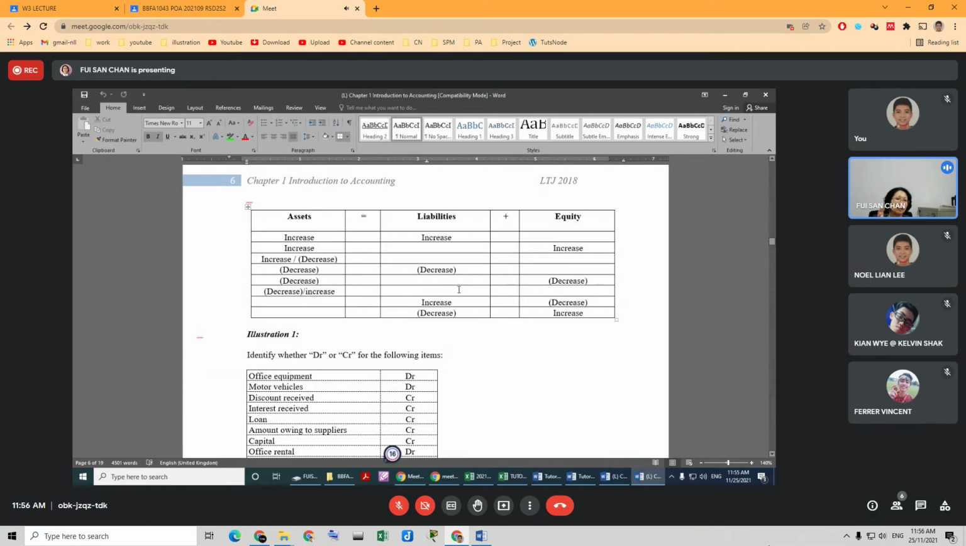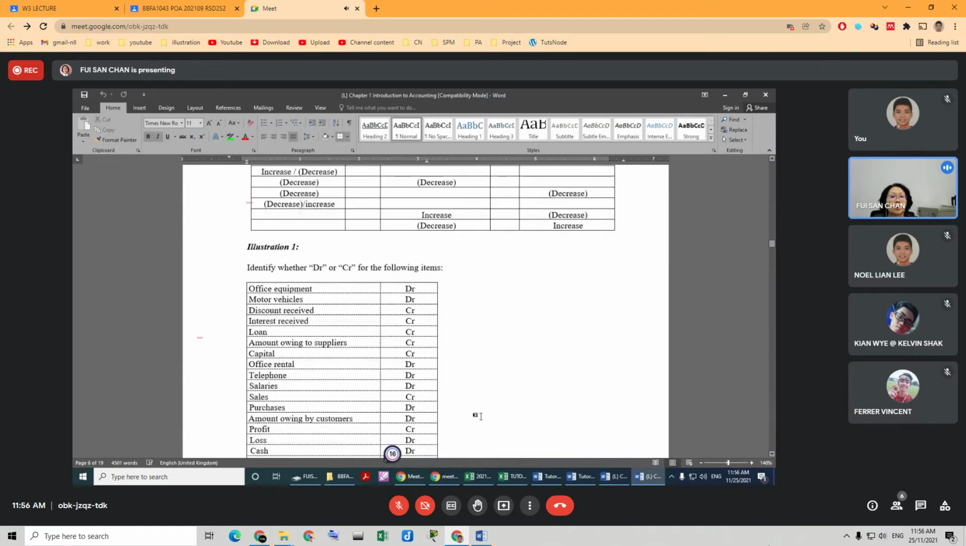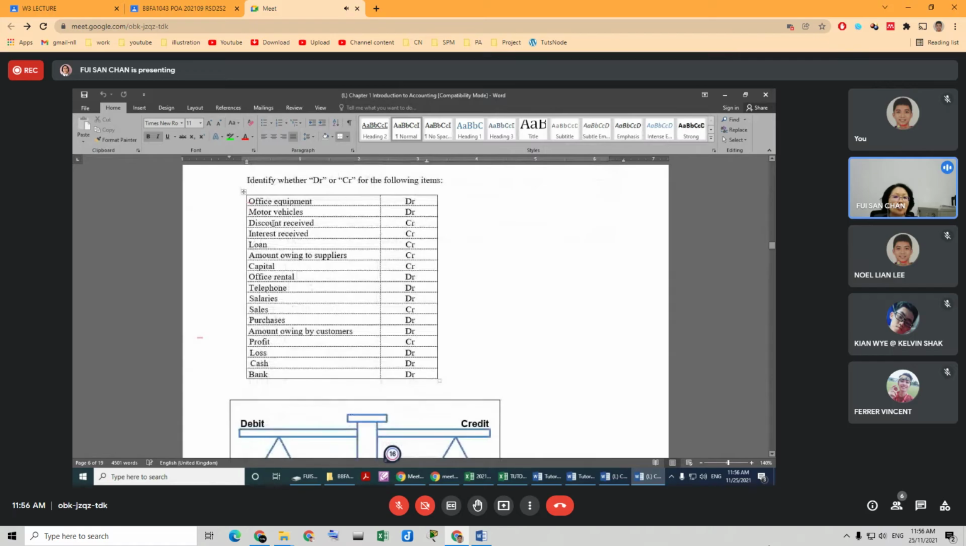You know whether your asset increases or your liability decreases, so you're going to decide. But at the end of the day, make sure your debit side equals your credit side. Here is debit, here is credit. Okay, all right. Identify whether debit or credit for all these items.